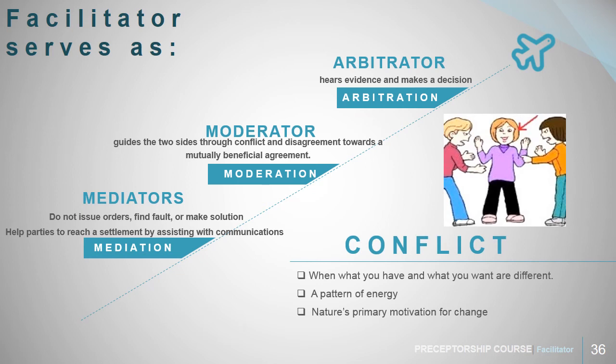Conflict occurs when what you have and what you want are different, a difference in pattern of energy, just nature's primary motivation for change. In conflict management, a facilitator serves as mediator that helps parties to reach a settlement by assisting with communications. Moderator that guides the two sides through conflict and disagreement towards a mutually beneficial agreement. Arbitrator that hears evidence and makes decision to solve the conflict.